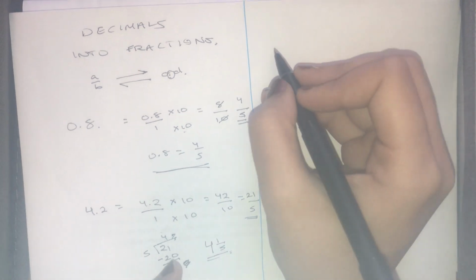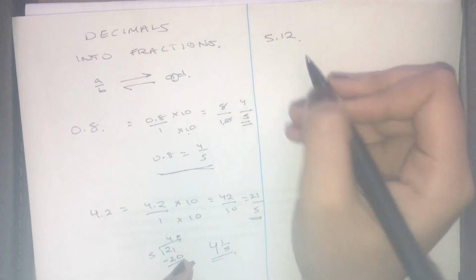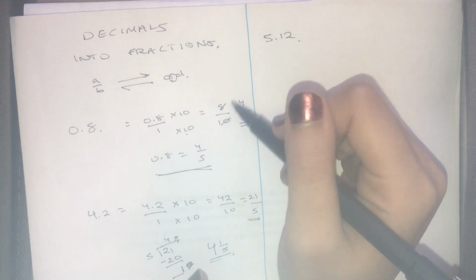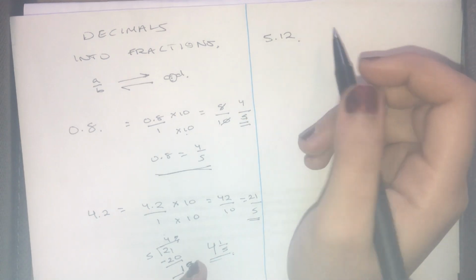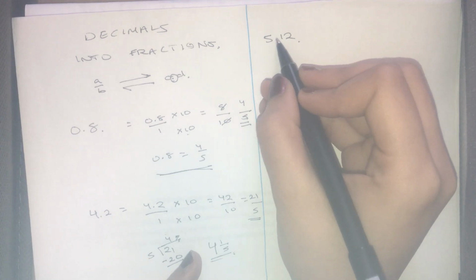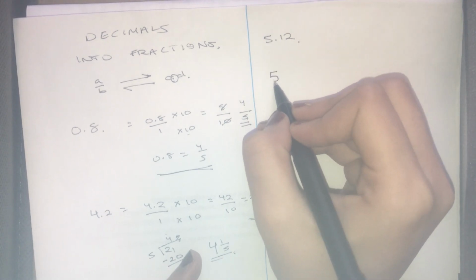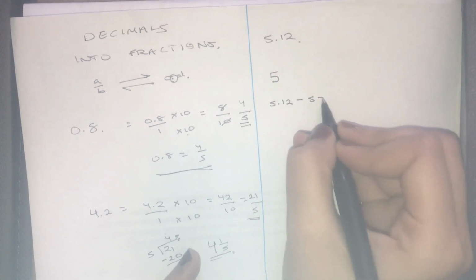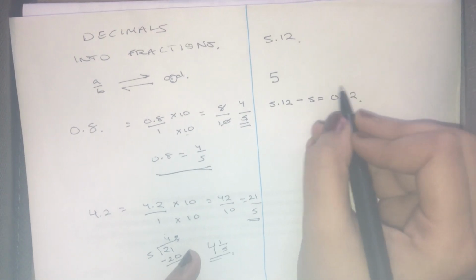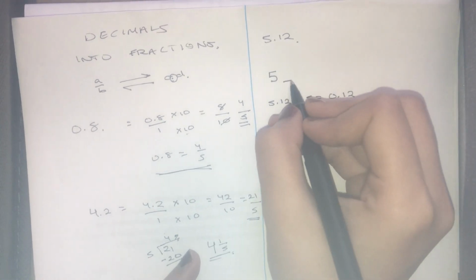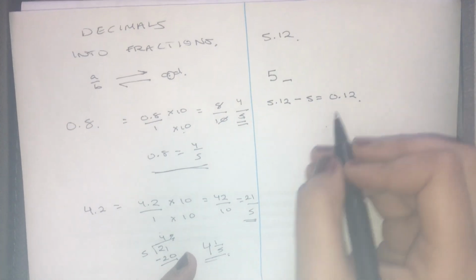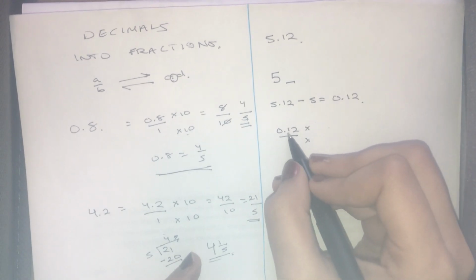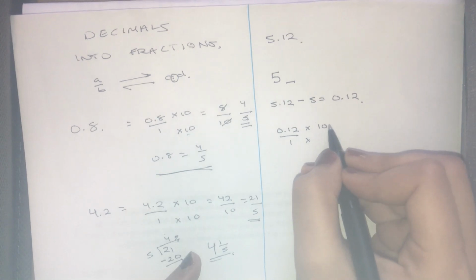Let's move on to our next question. That is 5.12. There are two ways of doing this. One is the one that we did before, and now I'm going to teach you another method. Take the number before the decimal point and write it as it is, that is 5. So 5.12 minus 5 is equal to 0.12. Then convert it into a fraction and just add it here. So that is 0.12 over 1 multiplied by 100, because there are two digits after the decimal point and 100 has two zeros.